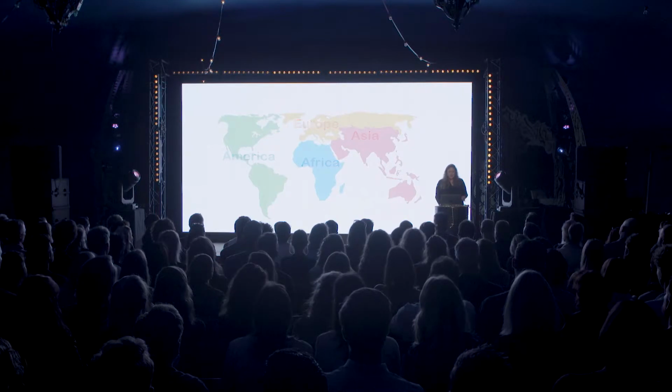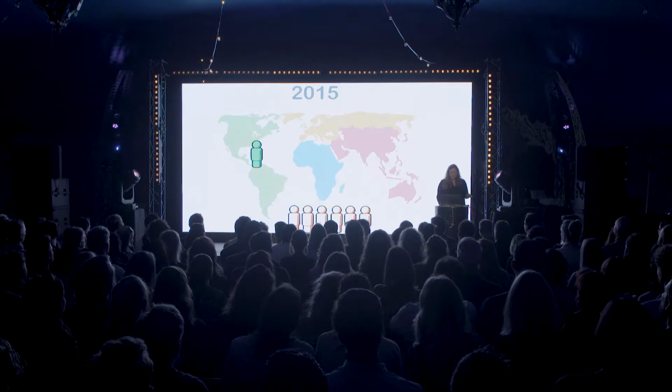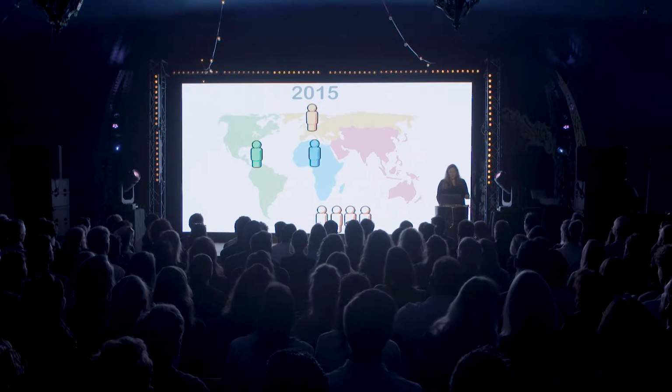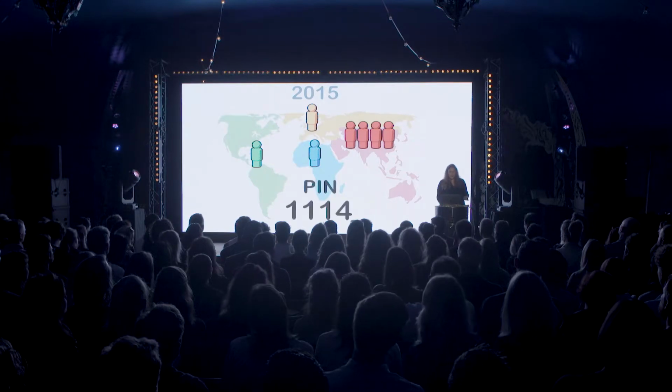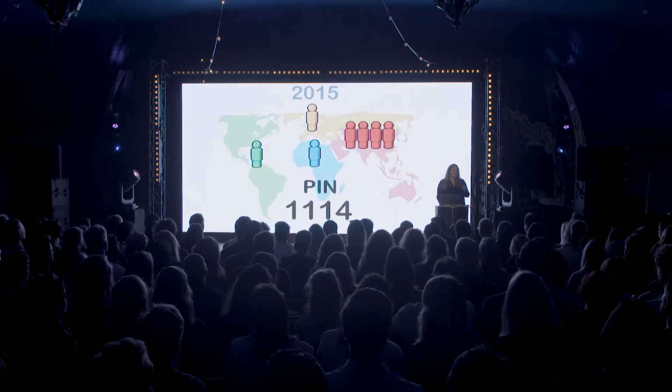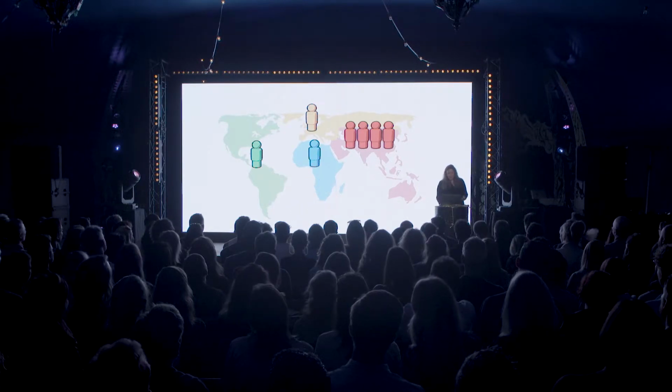And where do people live then? Well, 7 billion people again. 1 billion live in the Americas, 1 in Europe, 1 in Africa, and 4 in Asia. This is where people live today. So you can remember the pin code of the world as 1114 to remember where you actually have people.